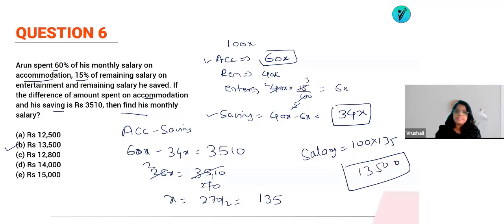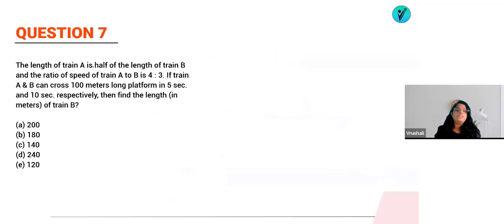Okay. Now let's see the next question. The length of train A is half of the length of train B. The ratio of the speed of train A to B is 4:3. If trains A and B cross a 100-meter long platform in 5 seconds and 10 seconds respectively, find out the length of the train.